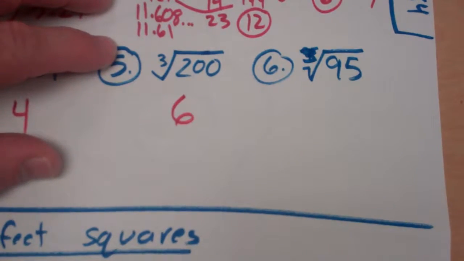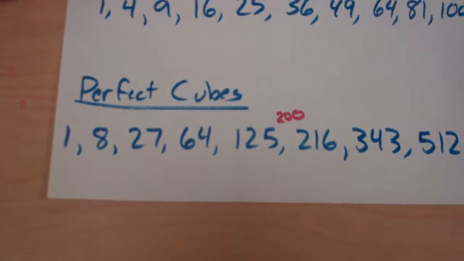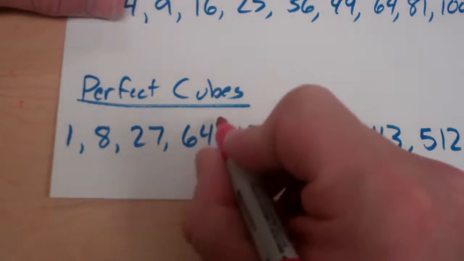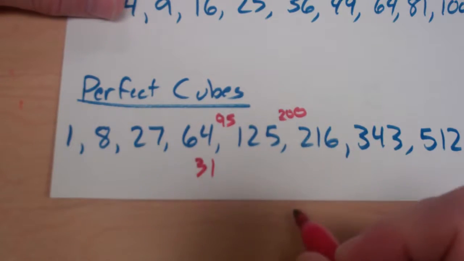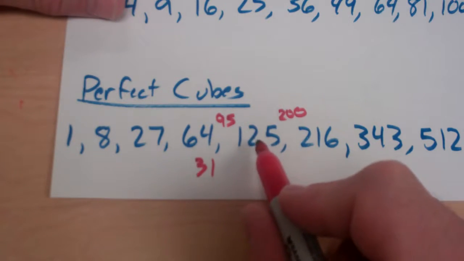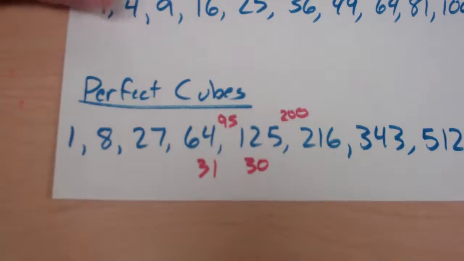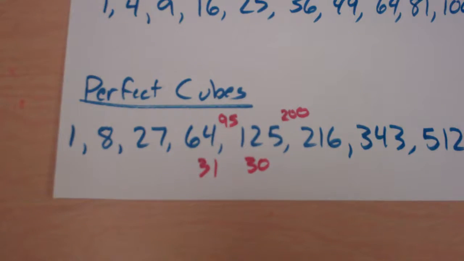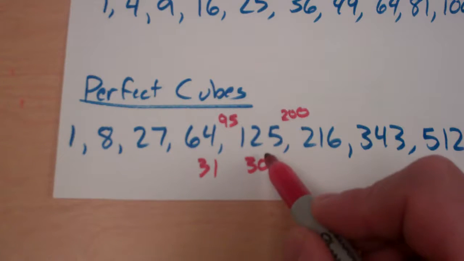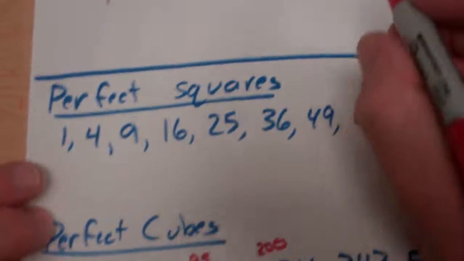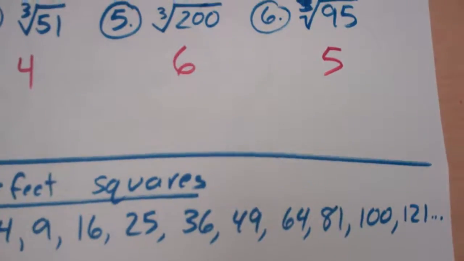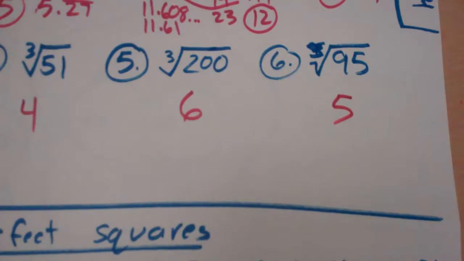And the cube root of 95. So go back to your list. 95 would be right in between these two, right? When I subtract, I get that it's 31 away from this one. It is 30 away from this one. It's pretty close, but which one is it closer to? It's closer to this 125, and so it's going to round up to 5, but barely. Almost right in the middle.